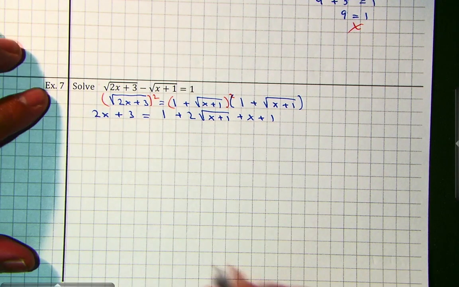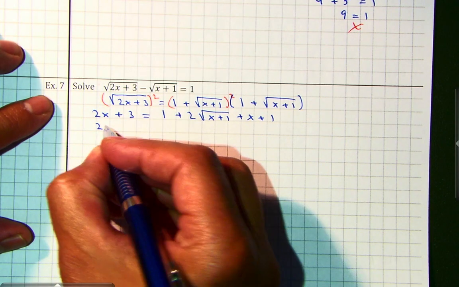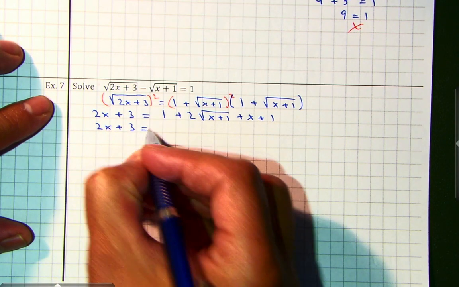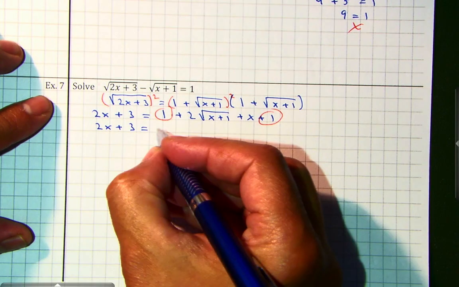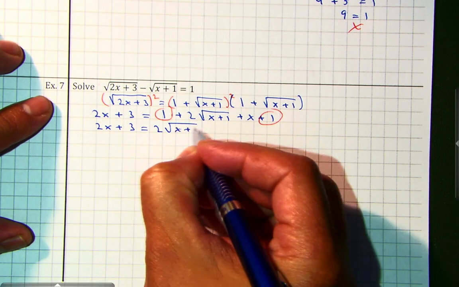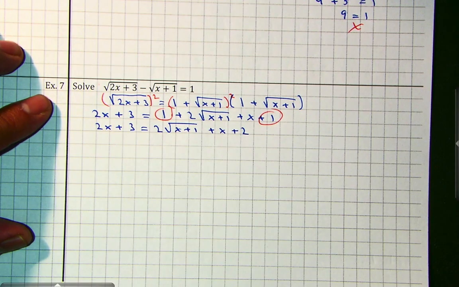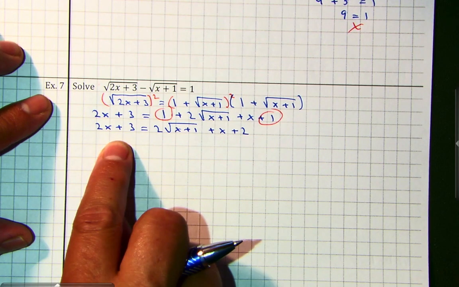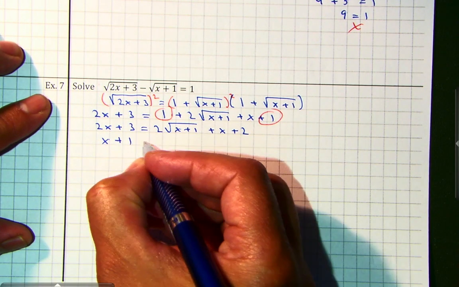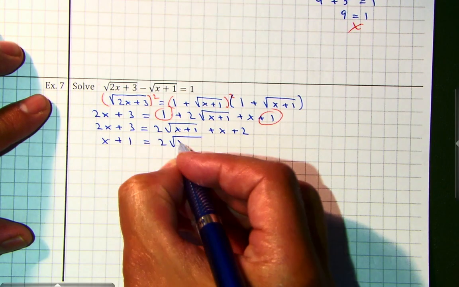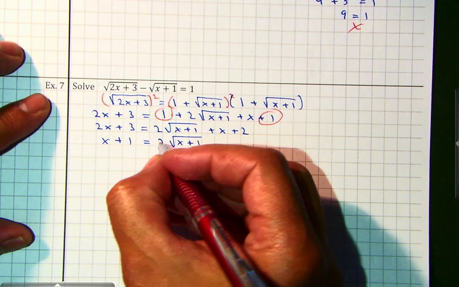Combine like terms. So therefore I end up with 2x plus 3 equals 2 square root of x plus 1 plus x plus 2. Minus x on both sides, I end up with x. Minus 2 on both sides, I end up with plus 1. I can divide by 2, or I can just square both sides at this point again.